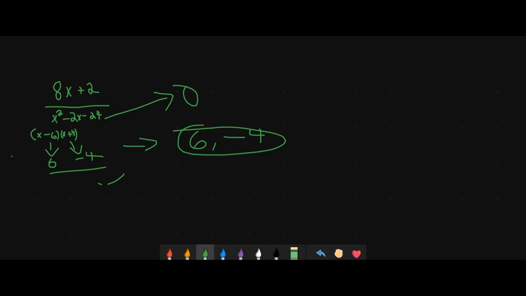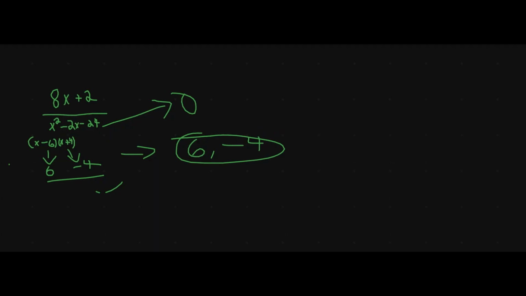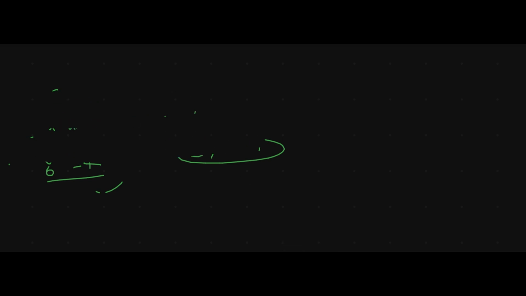Alright? So now we're going to go to our next one. That is actually going to be simplifying. So we're actually going to start to simplify. For our equation here, it says for what values of x is the expression undefined.